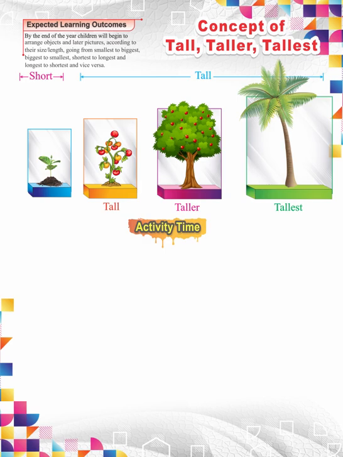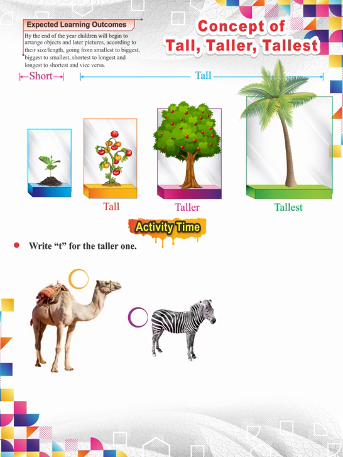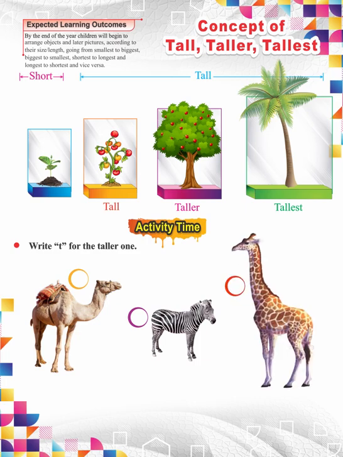Let's have activity time. Write T for taller one. You see a camel, a zebra, and a giraffe in this picture. Write T in the circle by a camel because it is the taller.